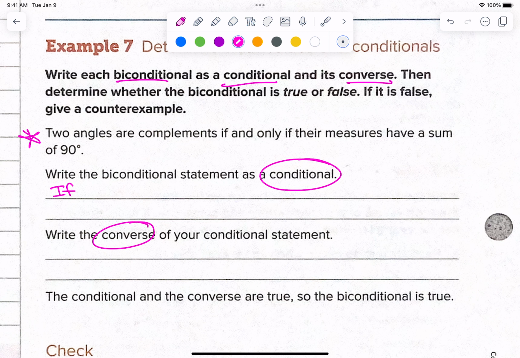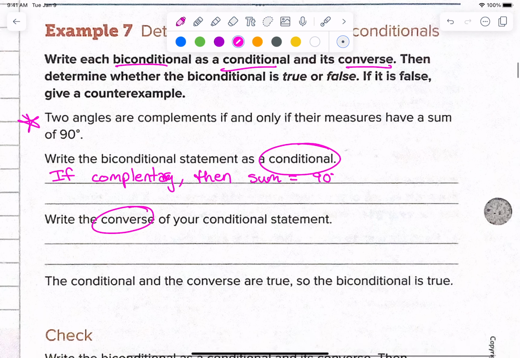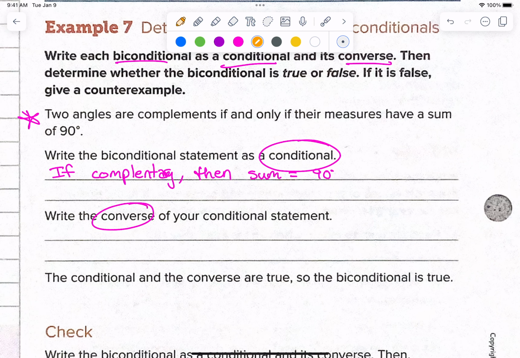If I separate it into pieces, if something, then something. I'm going to go if complement, then sum equals 90, just because that's the way that it appears in the statement, right? If they're complementary, then their sum is 90. True or false? Complementary angles, do they add up to be 90? Yes, true. Okay. All right, now let's do the other way.